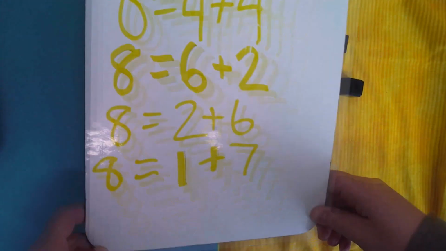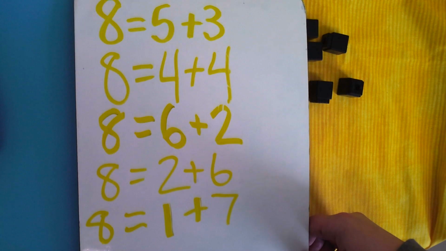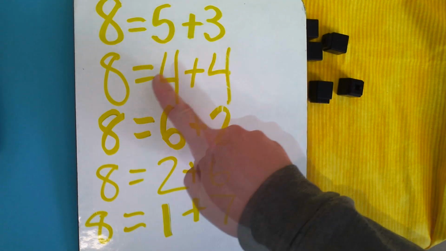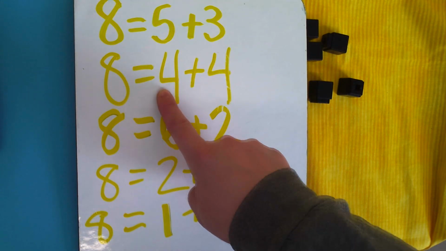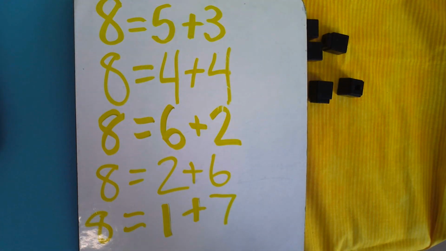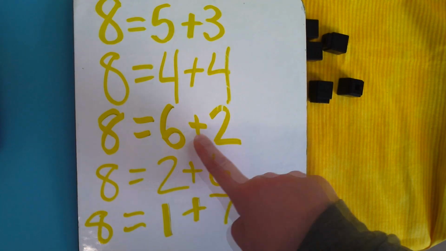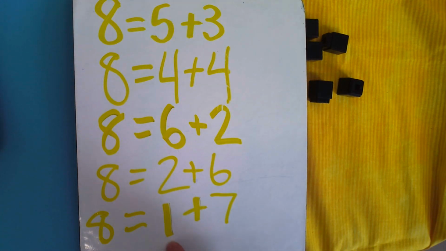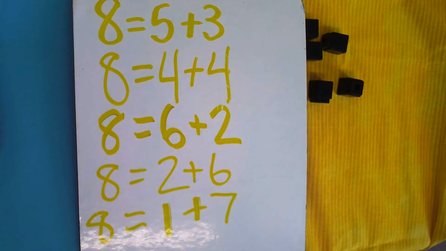All right, kindergartners. We have come up with so many different ways to make 8. Look at all these ways you've come up with. We dropped the rocks and we had 5 in the water and 3 on the land. We dropped the rocks again and we had 4 in the water and 4 on the land. We dropped the rocks again. We had 6 in the water and 2 on the land. We dropped them again. We had 2 in the water and 6 on the land. And then our last drop, we had 1 in the water and 7 on the land. And these are all different ways that we can make 8.